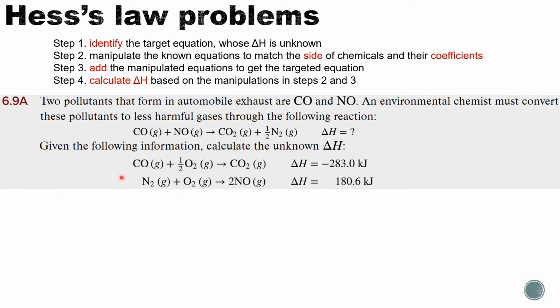It gives you 2 reactions. One is CO plus half oxygen to produce 1 CO2. The delta H equals negative 283.0 kilojoules per mole. The second equation is 1 nitrogen plus 1 oxygen to produce 2 NO. So the delta H is 180.6 kilojoules per mole. How are we going to do that?